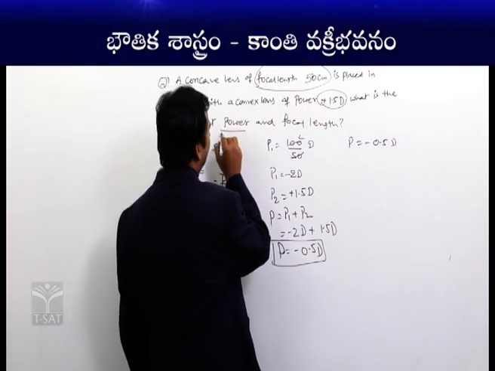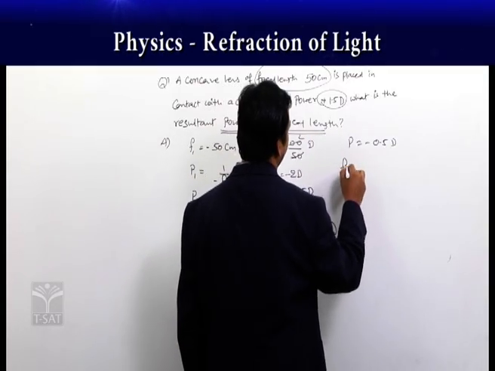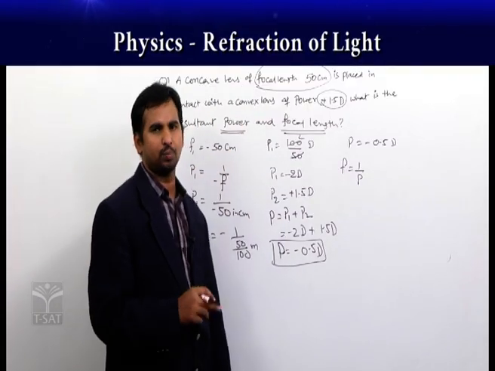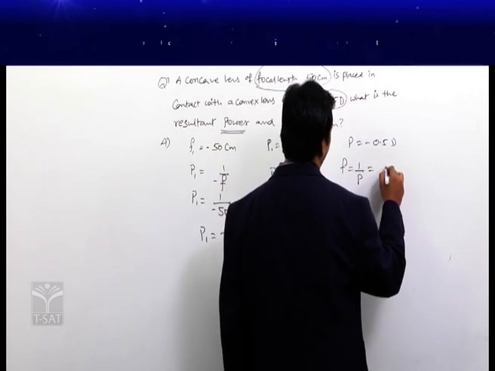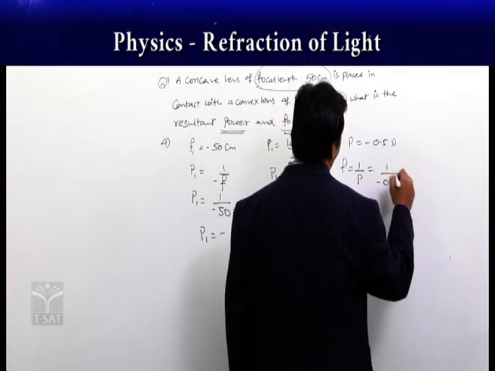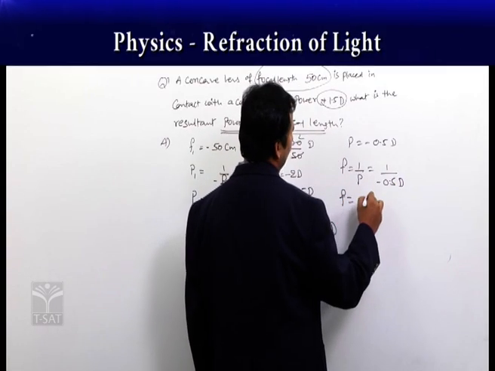Then as we got P equal to minus 0.5 D, we have to find the resultant focal length also. We got the power, now we are finding the focal length, where the focal length f is equal to 1 by P, as both power and focal length are reciprocal to each other. Then it is equal to 1 by minus 0.5, given in diopters, where diopter is the reciprocal of meters.